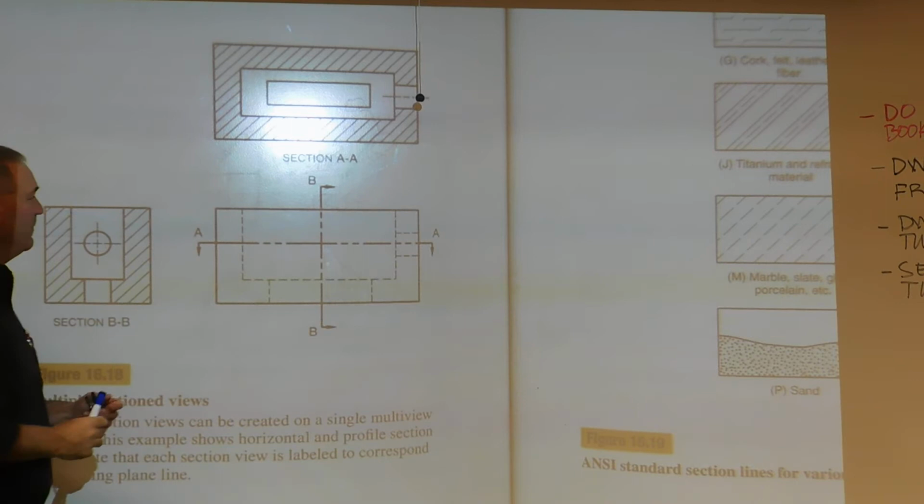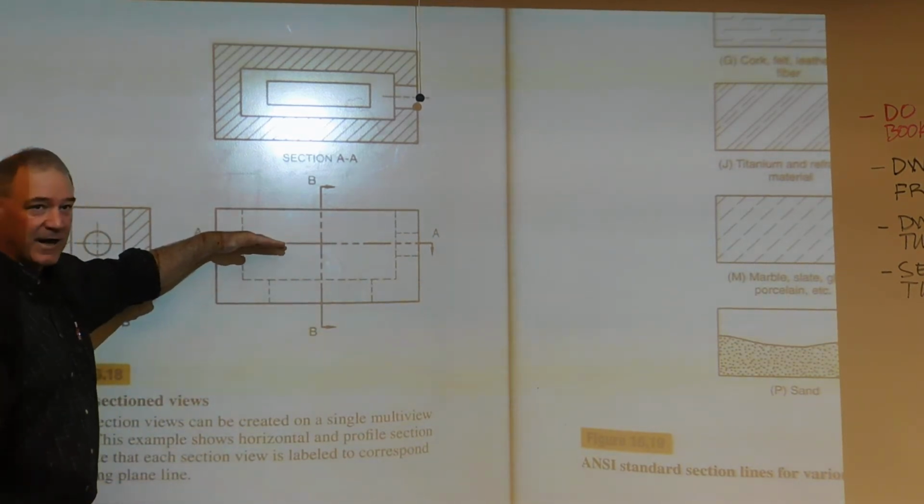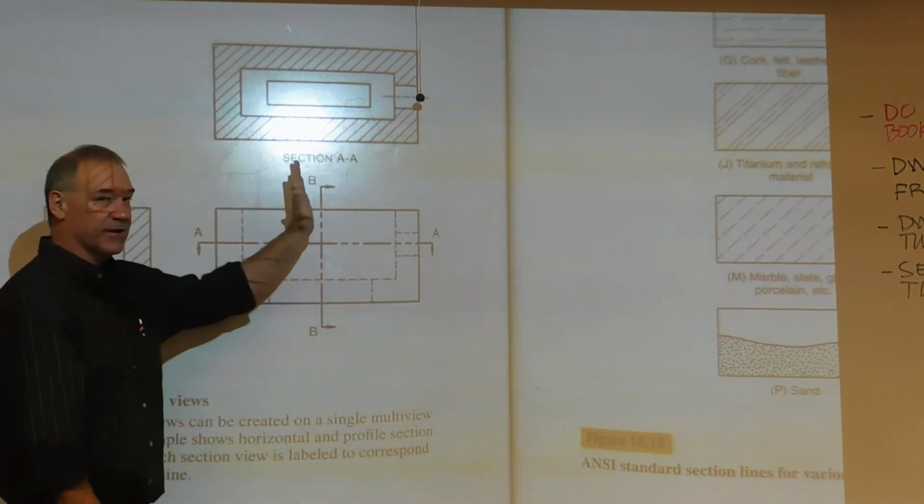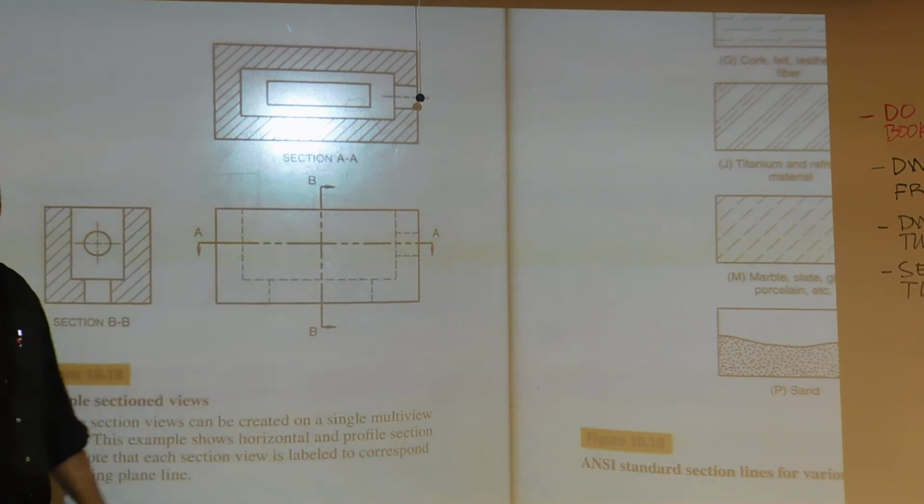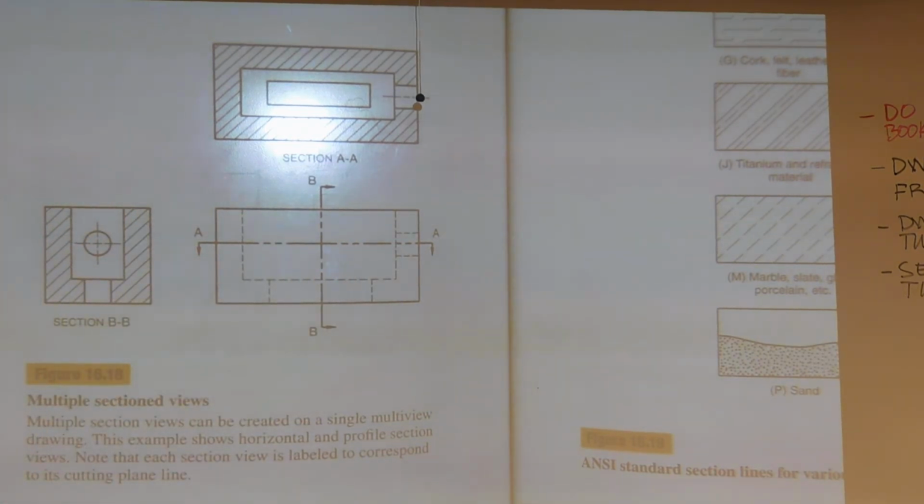So when I'm doing section B, I would ignore that this one happened. When I'm doing section A, I would ignore that this one's going on. And we project each one in its entirety. Any questions on those?